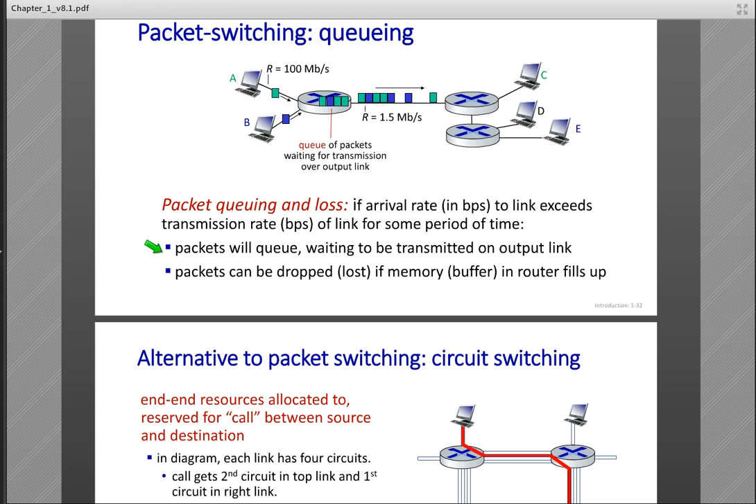So we have to use some special techniques to manage the queues. Because when a packet is dropped, or when a packet is lost, we lose some information.